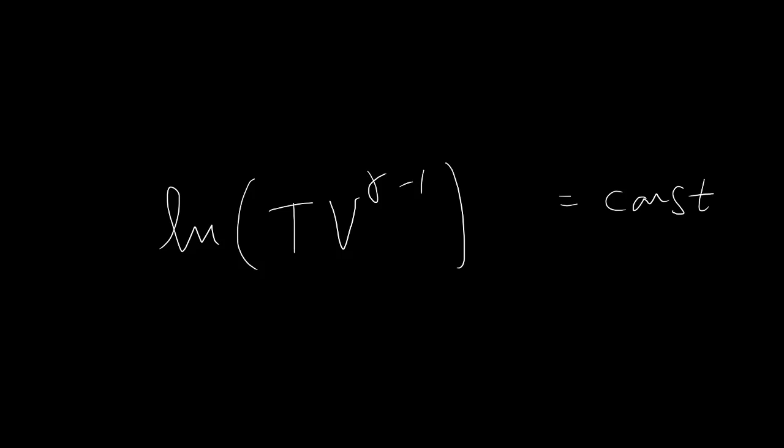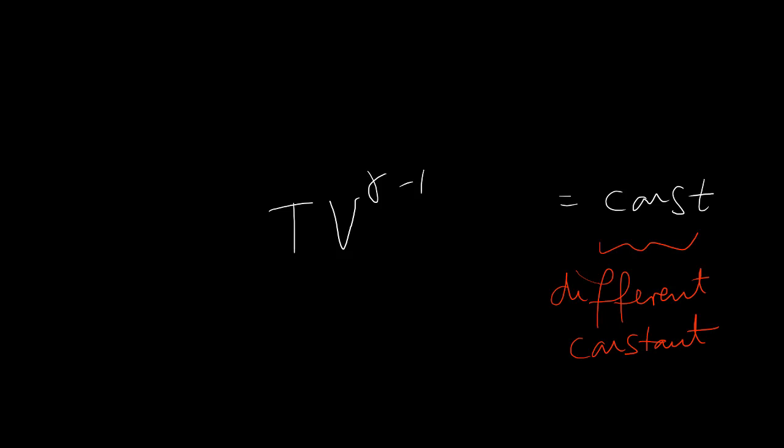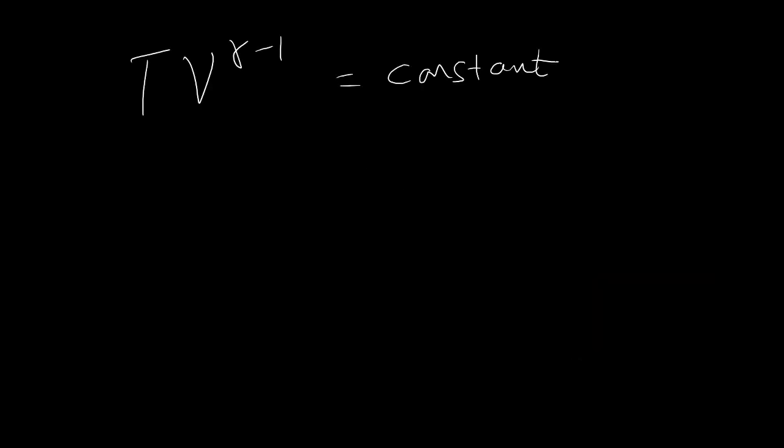If log of T times V to the gamma minus 1 is constant, then so is T times V to the gamma minus 1 equal to a constant, a different constant. This is a useful relation between T and V for an adiabatic process.